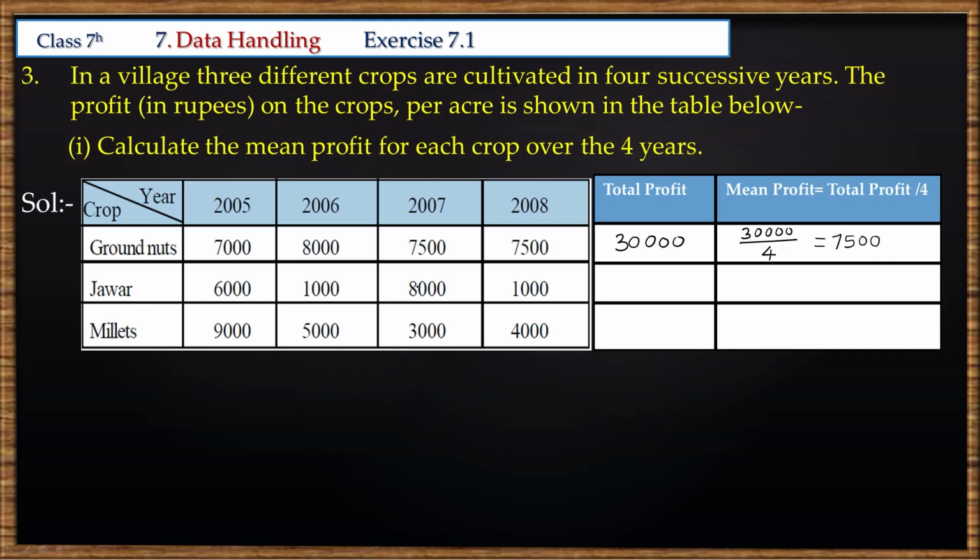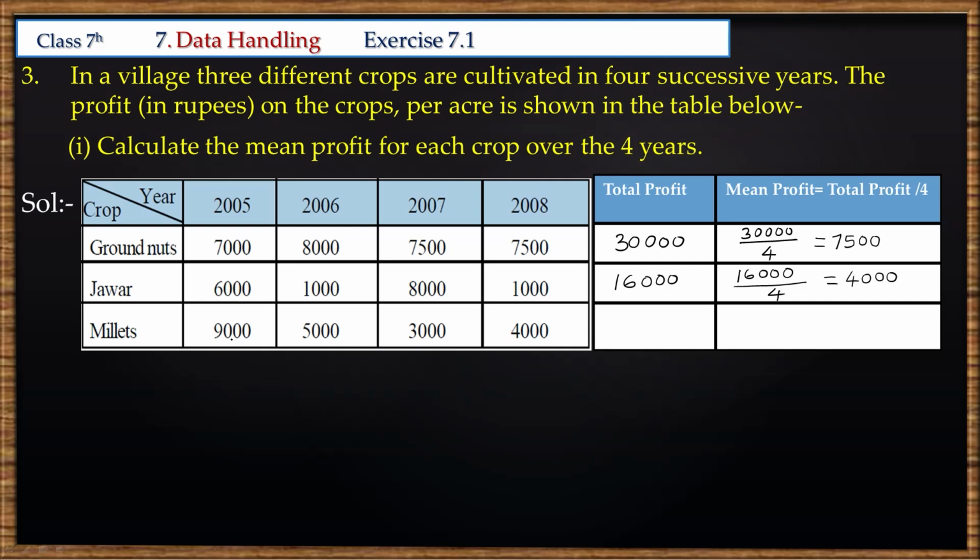For jowar, the total is 6 plus 1, 7. 7 plus 8, 15. 15 plus 1, 16. 16,000 is the total profit. The mean profit will be 16,000 divided by 4. That is equal to 4 4s are 16. It will become 4,000 rupees.